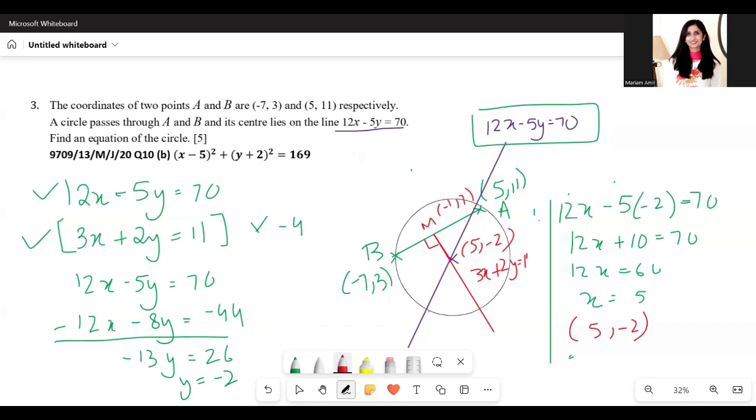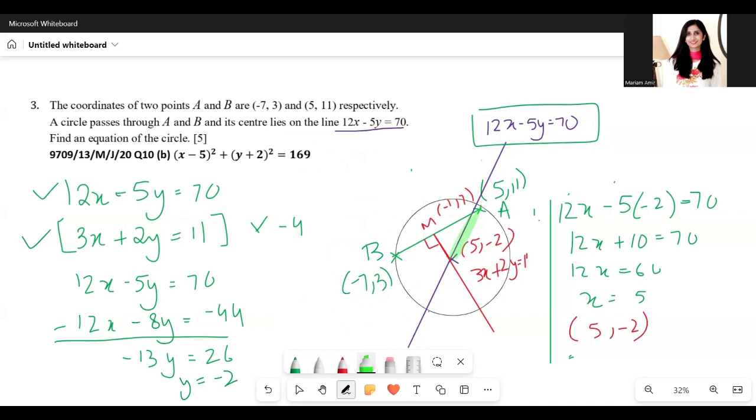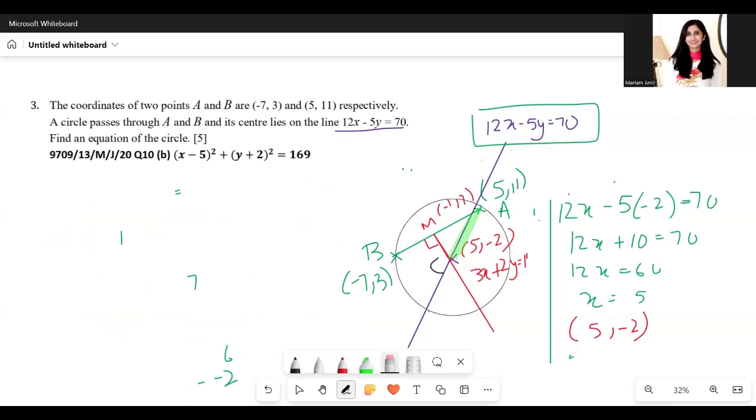Next, we just need the radius, which would be the distance between these two coordinates. So I'm going to use the center and A and apply the distance formula here. So that's going to be square root of 11 minus minus 2, which would be plus 2, whole square, and 5 minus 5 whole square.